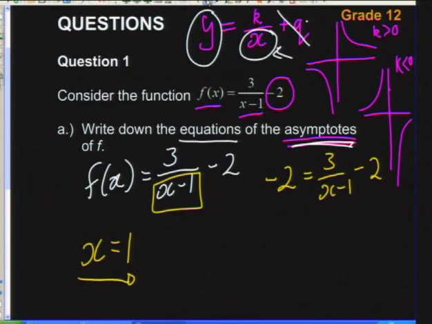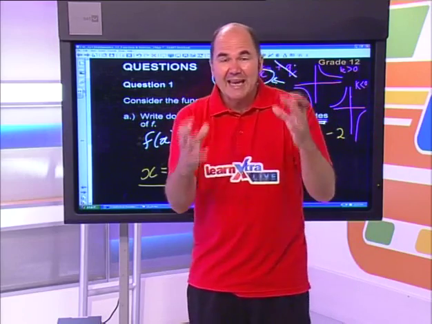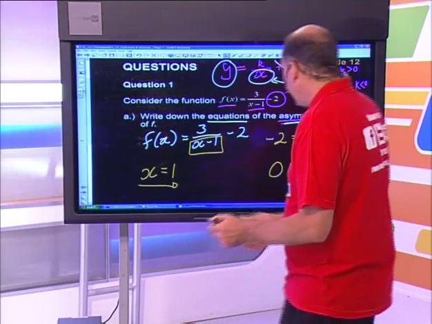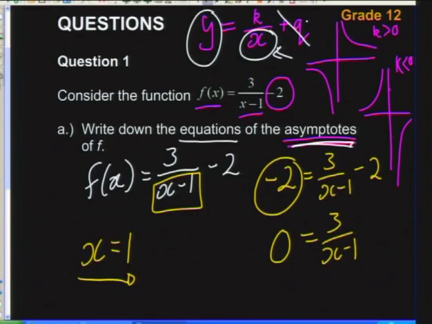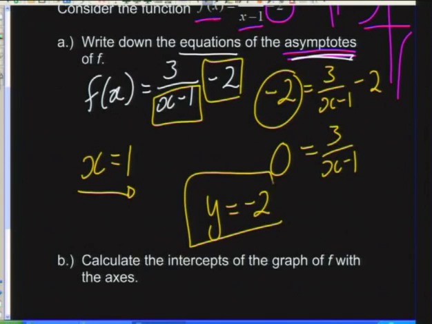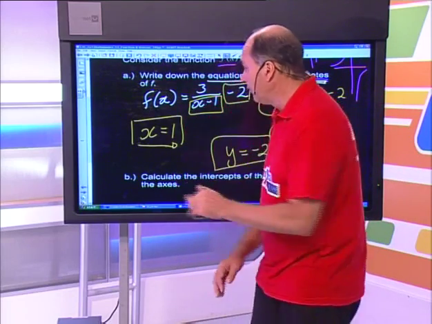If I simplify this, I'm going to get 0 is equal to 3 over x minus 1. Is that possible? Can I take a number, any number, and get 0 from a fraction? Can't do it. So if y equals minus 2, you should be able to remember this, that this term gives you your asymptote. So when y is equal to minus 2, and I've just expanded on that so you can see it. So the two asymptotes are x equals 1 and y equals minus 2. Hope you've got that. Now let's move on to the next question.